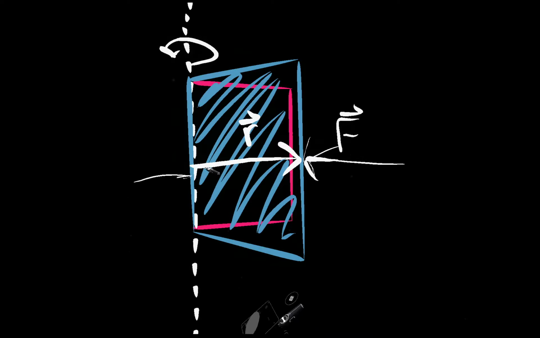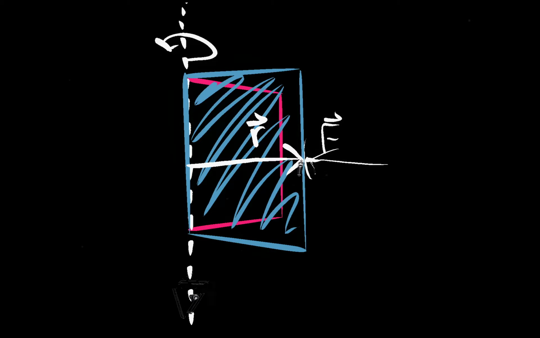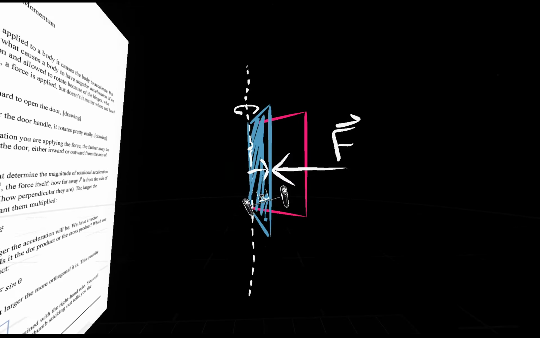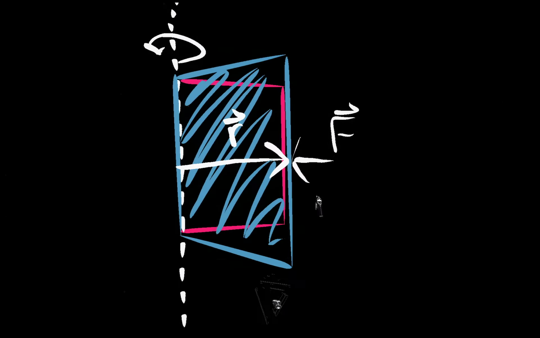So if our r vector is this one here, let me erase some of these other guys. If our r vector is here, this is how far away our force is being applied. And our force is this one. Then what we care also about is how orthogonal f is to r, because we said that if f is directly parallel, it's not going to do anything. But if it's perfectly perpendicular or orthogonal, then it's going to have the maximum effect. So the larger the magnitude of f and r, the larger the acceleration, for one. So we want them to be multiplied.